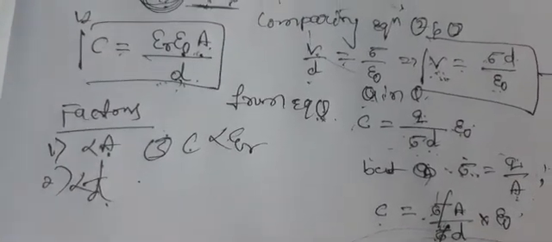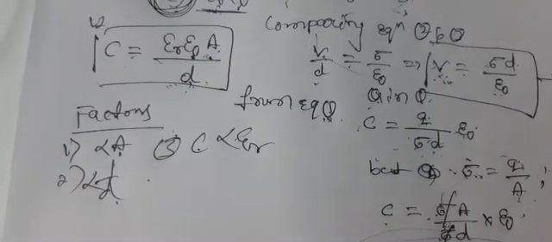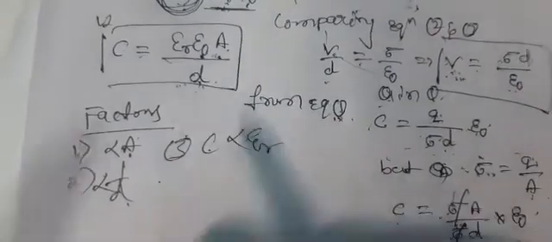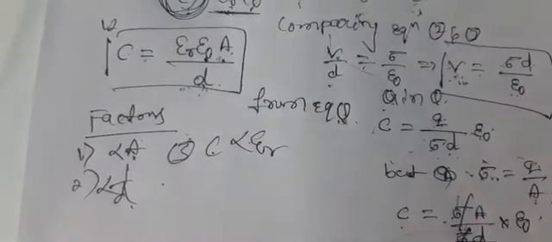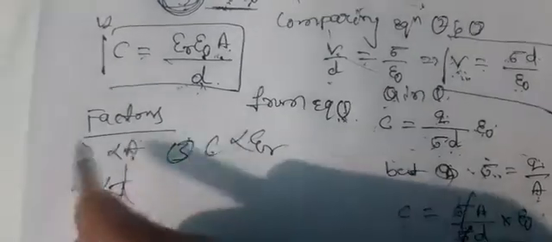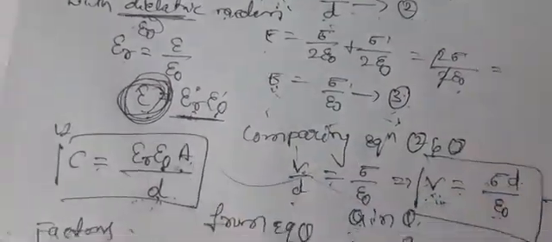The capacitance of a parallel metal plate capacitor is directly proportional to area, inversely proportional to distance, and directly proportional to the dielectric constant. These factors are very important. It is a 2 marks question, and the derivation is a 3 marks question, also important.